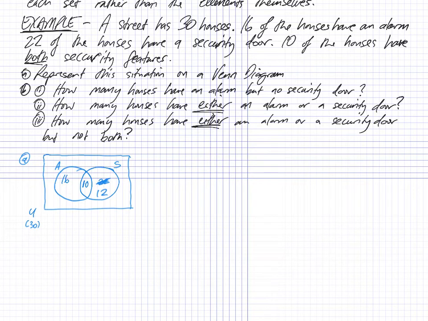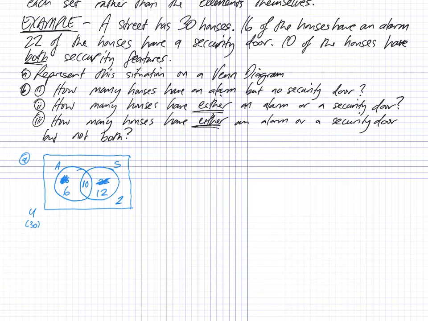Same with the alarms. There's 16 houses with the alarms, but I've got an overlap of 10. So really, the set that only has alarms but not also a security door is going to be 16 minus 10, 6. So let's consider what we've got now. 12 plus 10, 22, 23, 24, 25, 26, 27, 28. So I've got 28 that have security features, but the street has 30 houses, so what does that say? Well, there must be 2 houses that have neither.